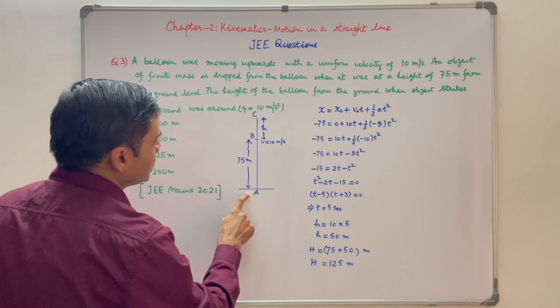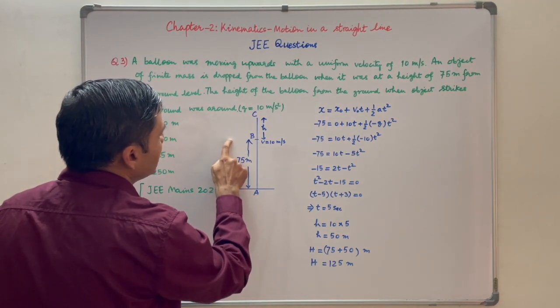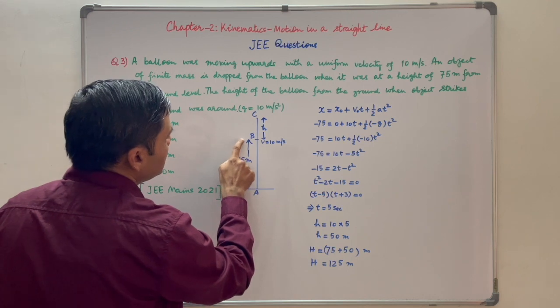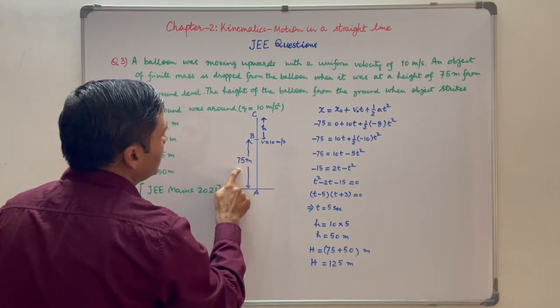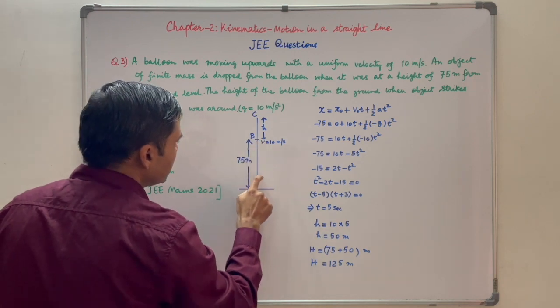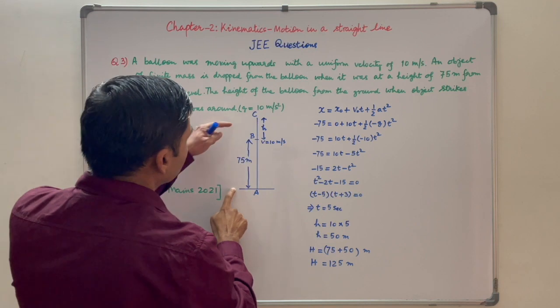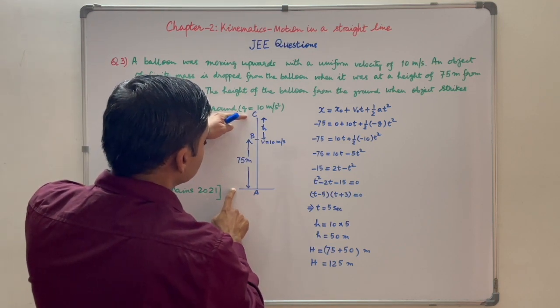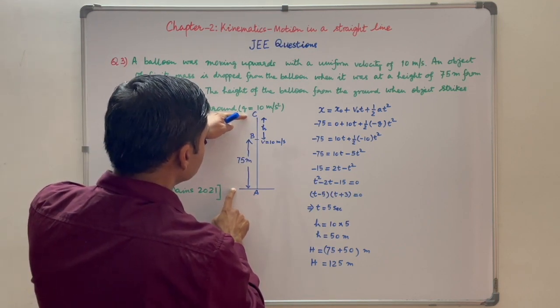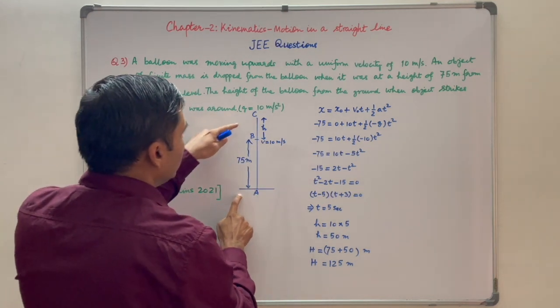Suppose the balloon was at point A on the ground. Now it starts rising. When it reaches point B, which is 75 meters above the ground, an object was dropped from it. Now the object reaches the ground and the balloon keeps on rising. So we have to calculate this distance AC that the balloon reaches when the object reaches the ground. So we have to calculate AC.